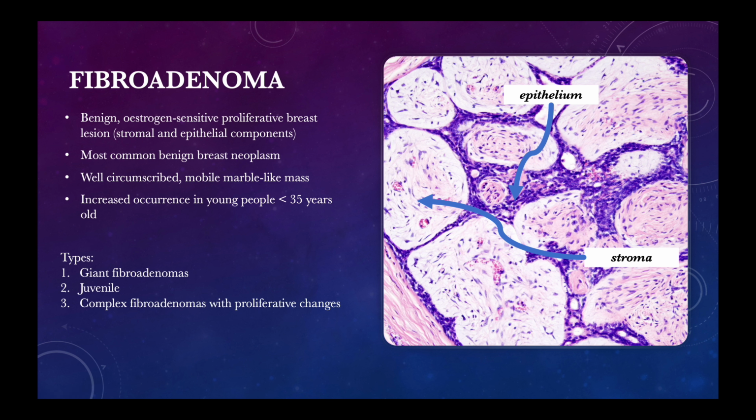And the third type is complex fibroadenoma with proliferative changes. These proliferative changes are basically what we talked about earlier with the fibrocystic changes. You can have sclerosing adenosis and calcifications present in the fibroadenoma.